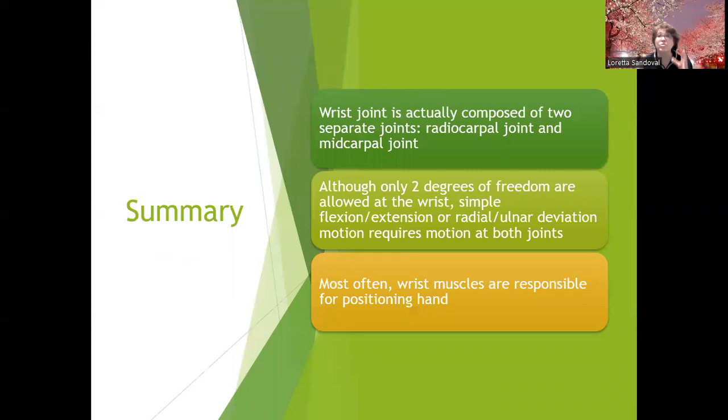So the wrist joint is composed of the radiocarpal joint and the midcarpal joint. There are only 2 degrees of freedom allowed at the wrist: flexion, extension, and ulnar deviation, and it requires motion at both of those joints. But the wrist muscles are most responsible for positioning the hand so the hand can get in there and do things.